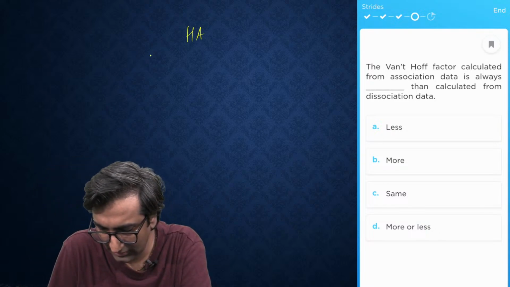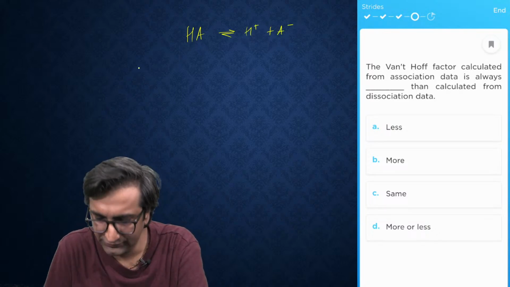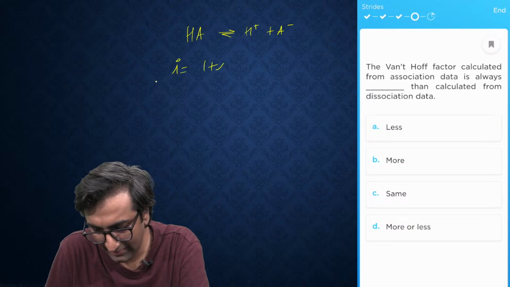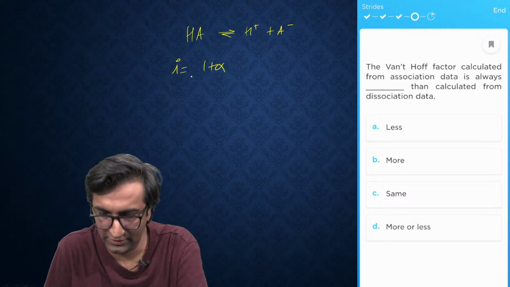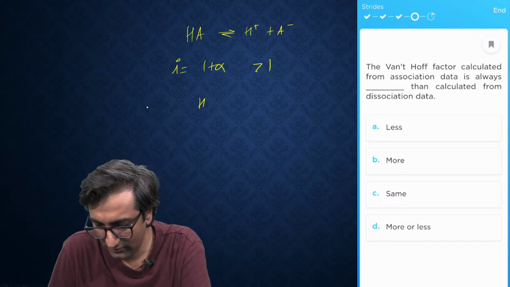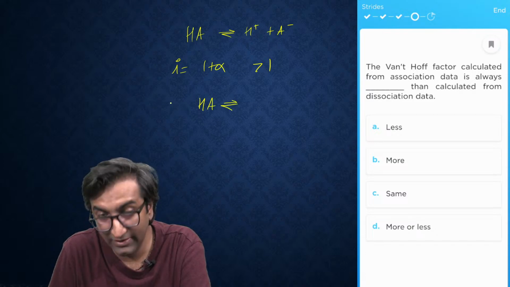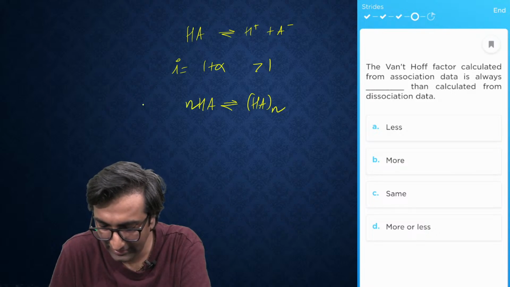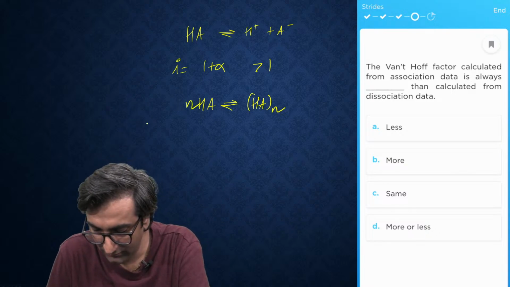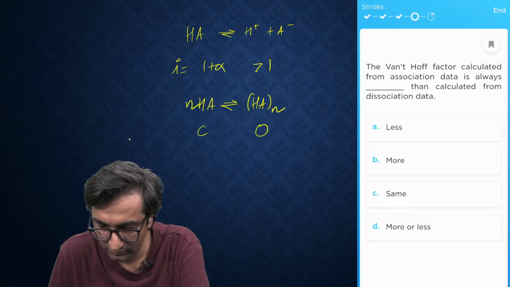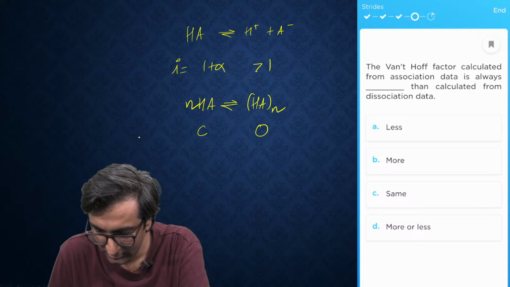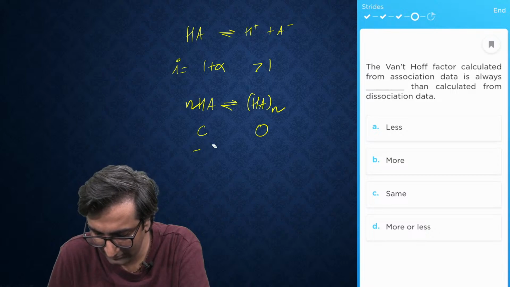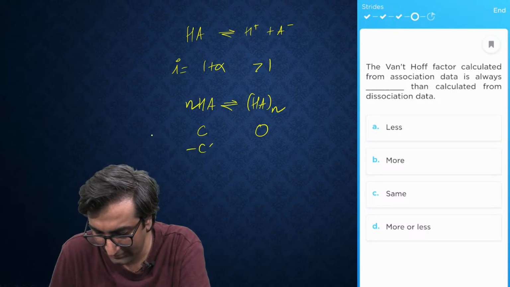I had HA giving me H plus and A minus. From this, we got i to be 1 plus alpha. You remember that? So it has to be greater than 1. Okay, now let's take an example of this, where it associates. That means it becomes this. Okay? N HA becomes this. Now, if I take C and 0, then let's say how much dissociates. I will have to say minus C alpha over here, okay? How much reacted? Same thing as I did earlier.